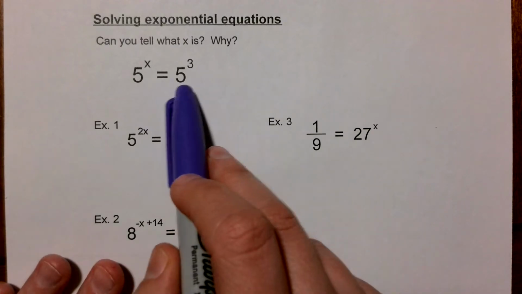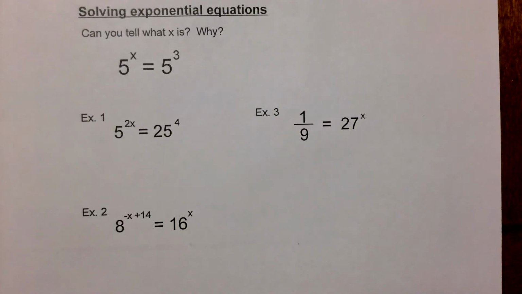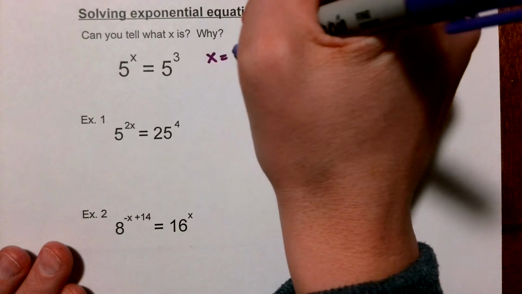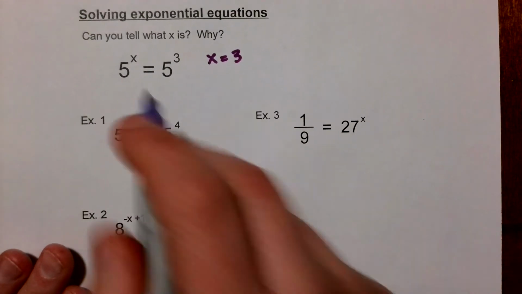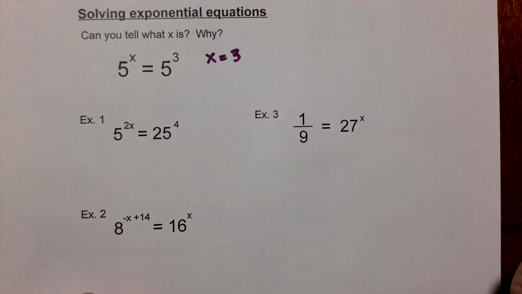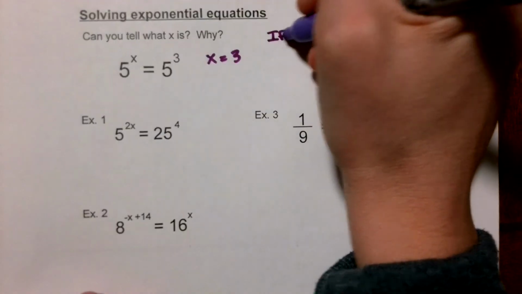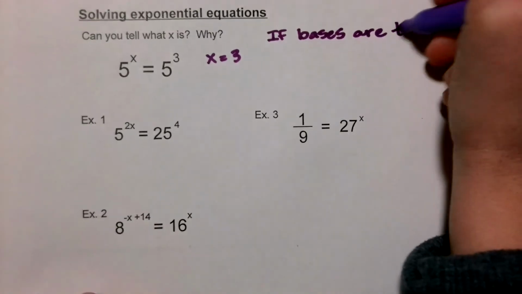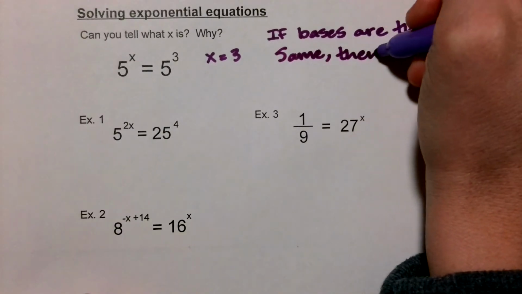So looking at our first example up here, you've got this 5 to the x equaling 5 to the third. And hopefully our brains just tell us automatically we know x has to equal 3. So asking ourselves, why do we know that has to be true? Well, it's kind of like a duh, that 5 to the third equals 5 to the third. But the reason that works is that if our bases are the same, then exponents are equal.